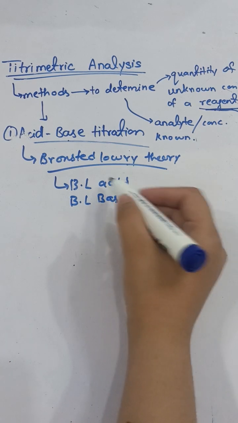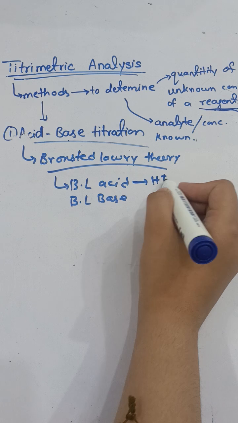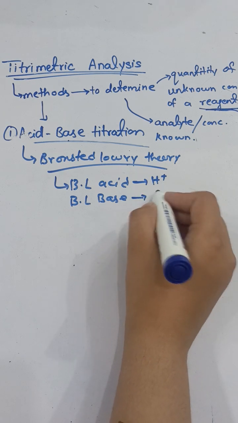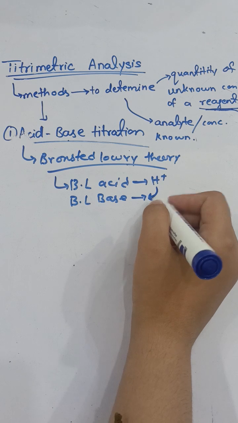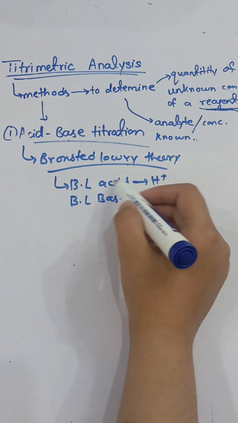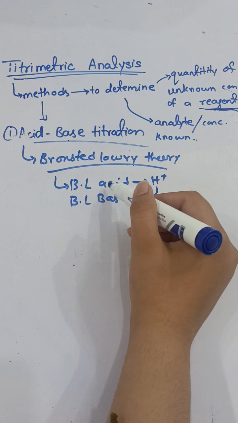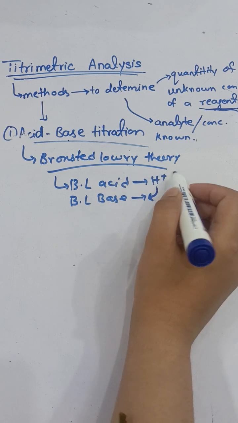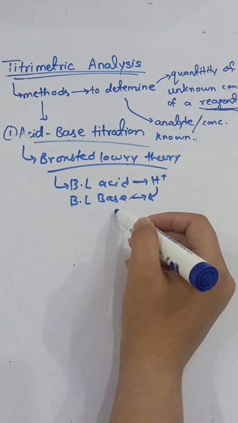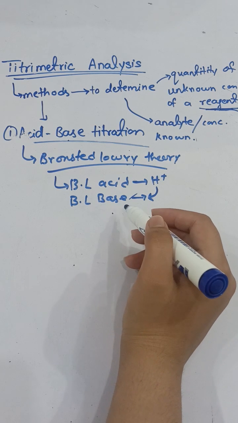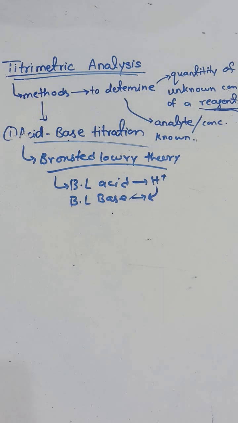So what does the Bronsted Lowry acid do? It donates hydrogen positive ions, and the base is going to accept this hydrogen ion. So what is the definition of a Bronsted Lowry acid? It is a species that is capable of donating a hydrogen ion. And a Bronsted Lowry base is a species that is capable of accepting a proton or a hydrogen positive ion.